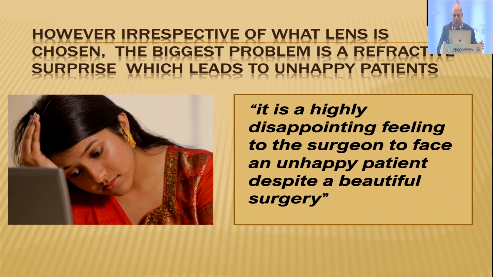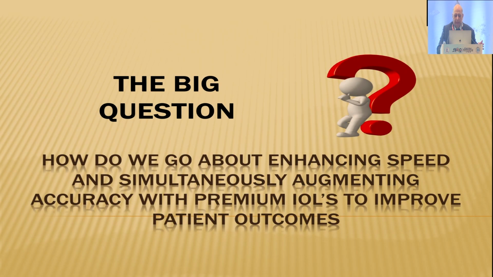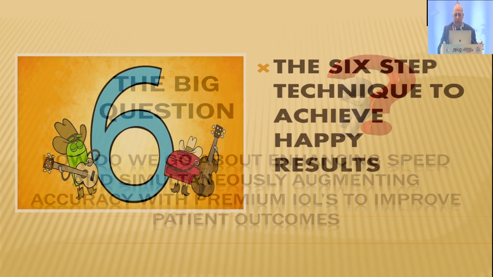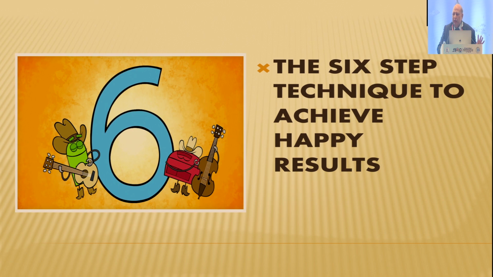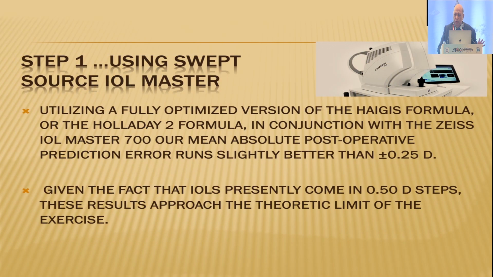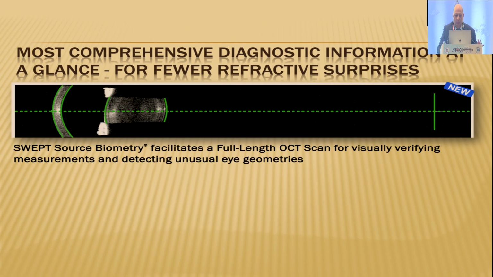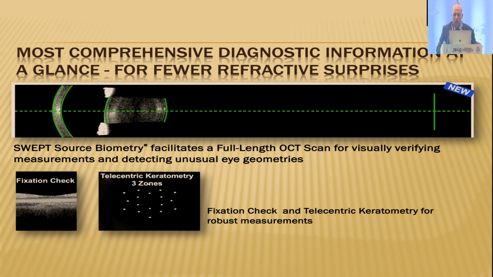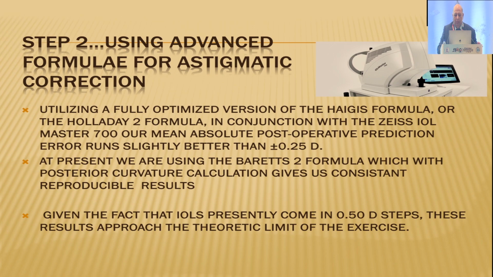Irrespective of what lens you choose, the biggest problem is a refractive surprise. There are 6 steps to achieve what I call a happy result. First, use a swept-source IOL Master. I have nothing to do with any of the companies; it's neither here nor there with them. But I truly believe that using a swept-source IOL Master is the way to go. You get much more information out of these units. It tells you, for example, whether your topography has been fixed well, whether your keratometry is accurate or not, and whether problems are occurring.